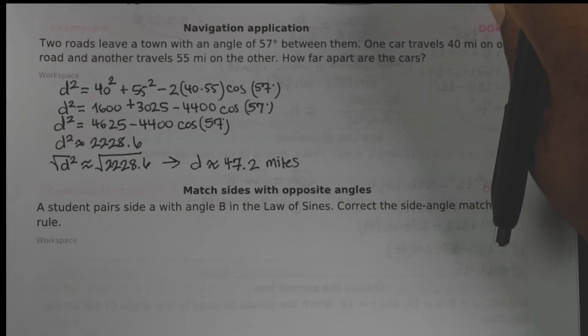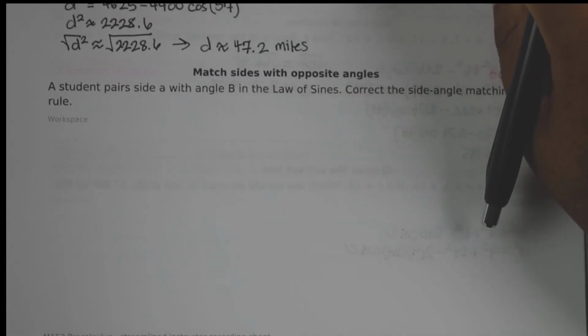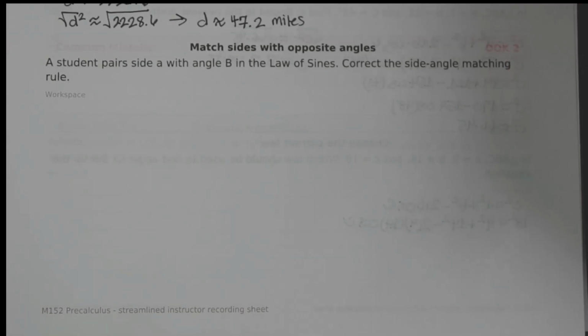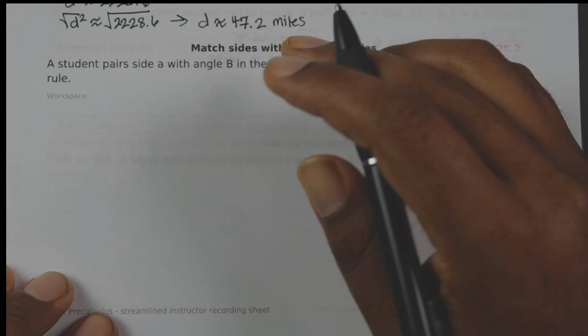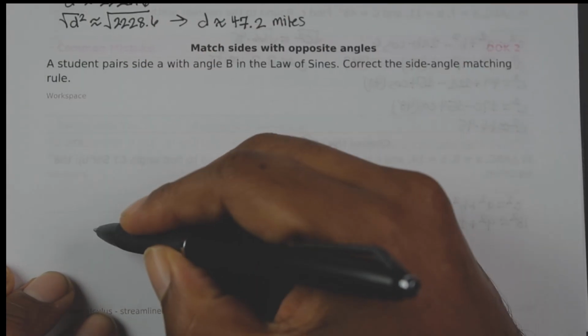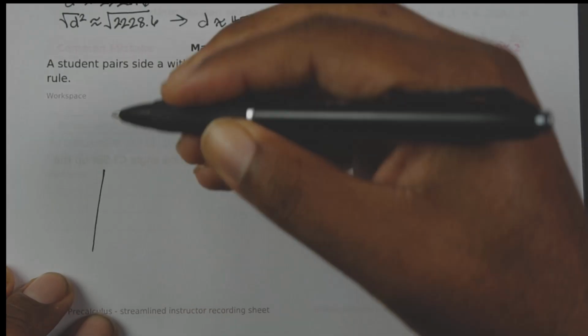Okay, now common mistakes, right? A student pairs side A with angle B in the law of sines. Correct the side angle matching rule. So a triangle rotation, right? Each side is paired with the angle directly opposite it. So side A is opposite of... Essentially, the way we're thinking about it is this. I'm just going to sketch a triangle here.